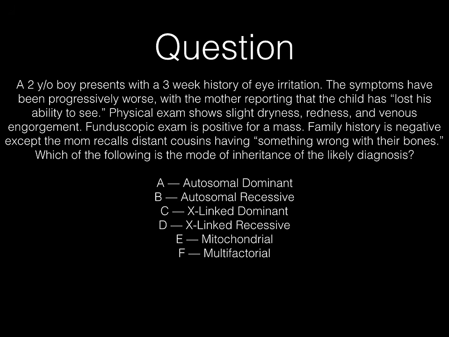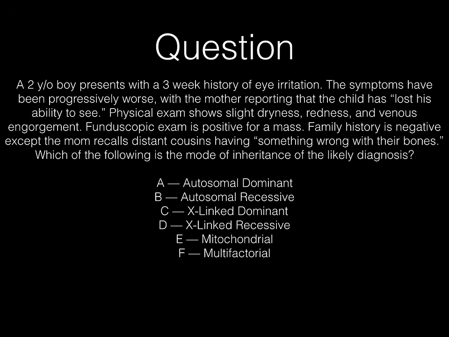Family history is negative, except the mom recalls distant cousins having, quote, something wrong with their bones, end quote. Which of the following is the mode of inheritance of the likely diagnosis? And then you're given all the choices, and you have to figure out first what the disease is based on the question, and then once you have the disease in mind, you have to say to yourself, all right, how is that inherited, and what's the answer?